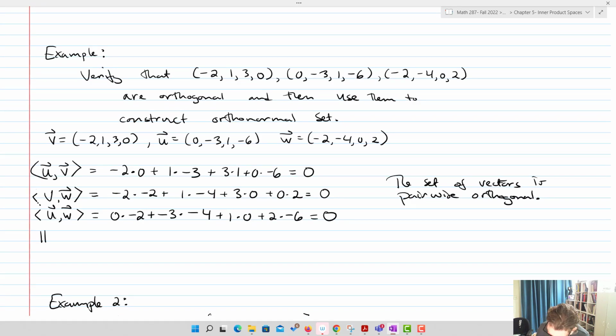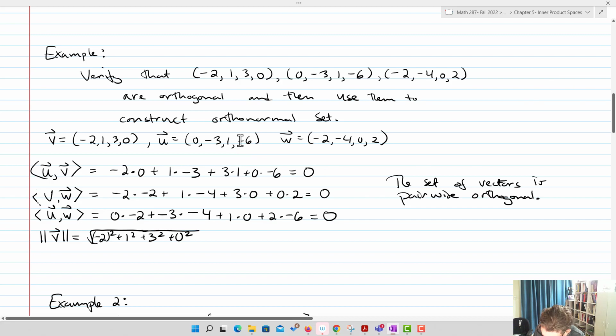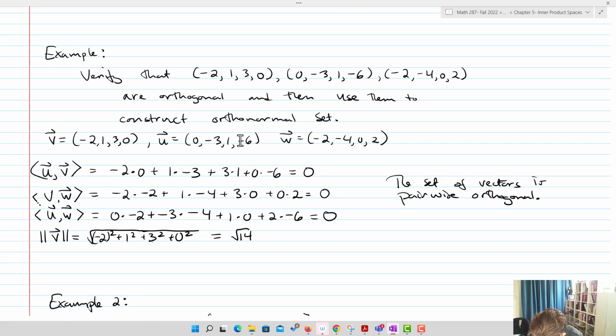So the vector, we'll take v first. The norm of v is going to be the square root of -2 squared plus 1 squared plus 3 squared plus 0 squared. And so what we end up with here is 4 plus 9 plus 1, which is going to end up being the square root of 14.